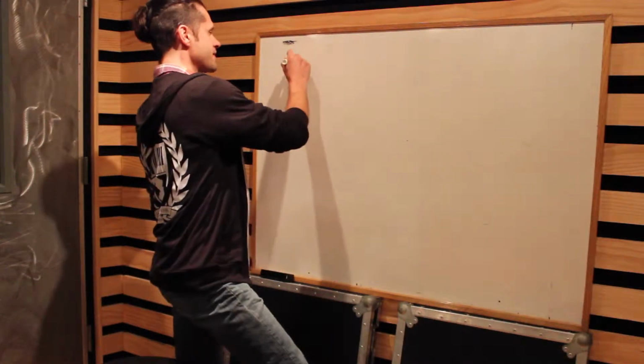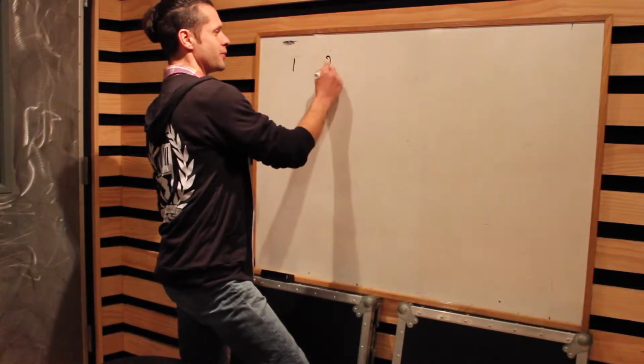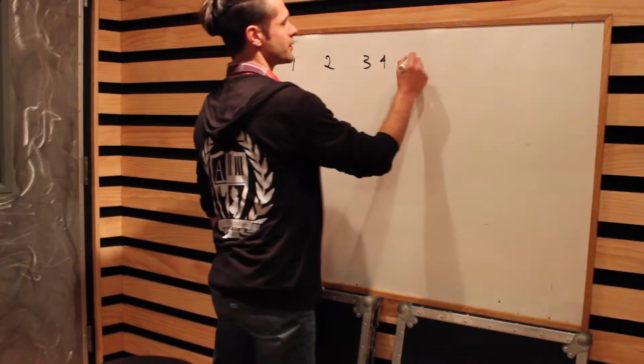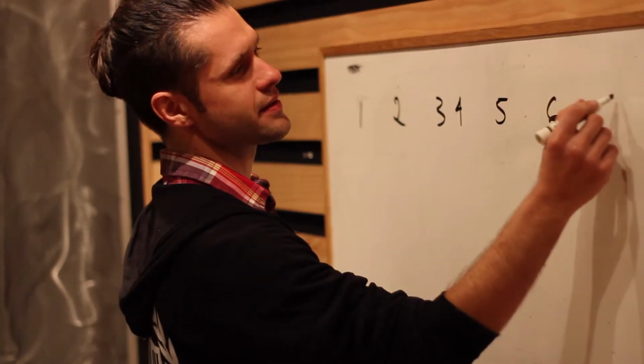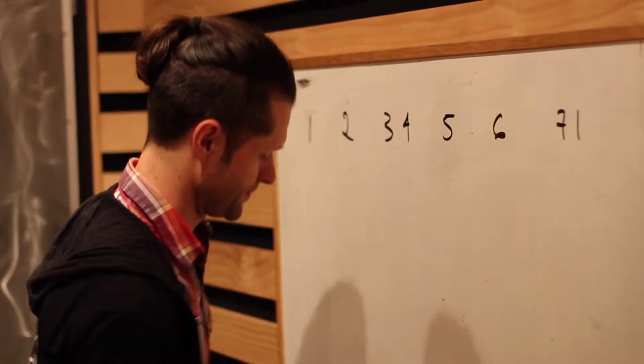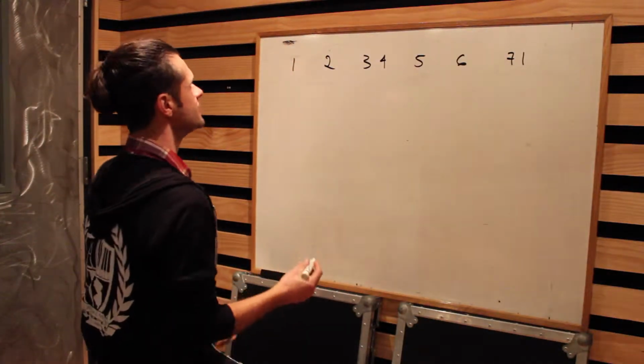Alright, so to review, here's the major scale again. I just really like writing it out. 1, 2, 3, 4, 5, 6, 7, and 1. Oh, it just looks so good.